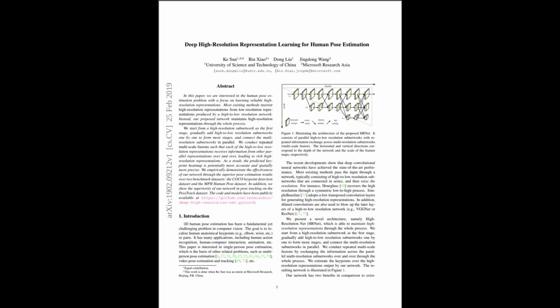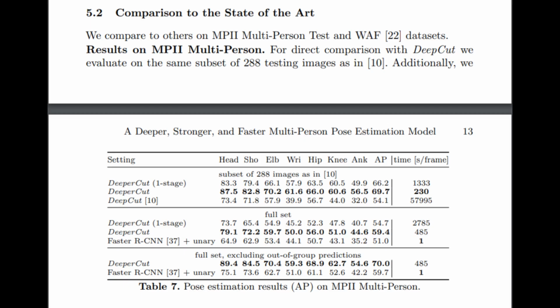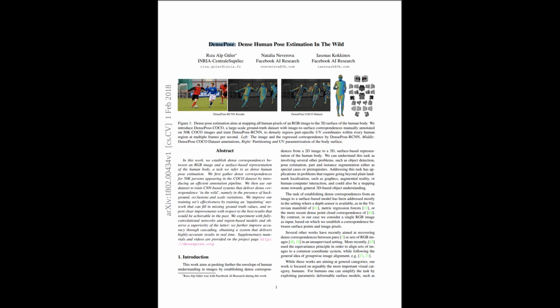HRNet, 2019, maintained high-resolution representations throughout the network, achieving superior precision on pose benchmarks. DeepCut and DeeperCut, 2016, addressed multi-person pose as an assignment problem, laying the groundwork for graph-based methods. PoseNet, 2017, brought pose estimation to the web and mobile via TensorFlow.js, offering efficient, accessible performance. DensePose, 2018, mapped image pixels to a 3D human surface, capturing detailed body geometry for advanced applications.